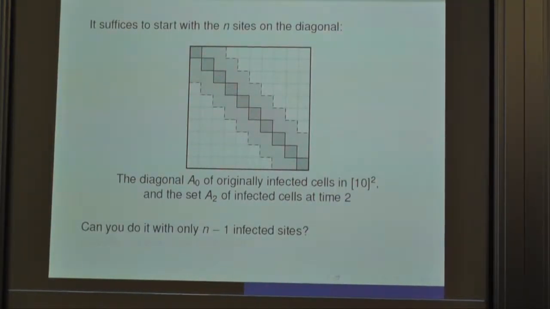Can you do it with only n-1 infected sites? So the question is not whether n will do, of course. Can you prove that n-1, of course, will not do? Actually, who has seen this problem and who knows how to do it?